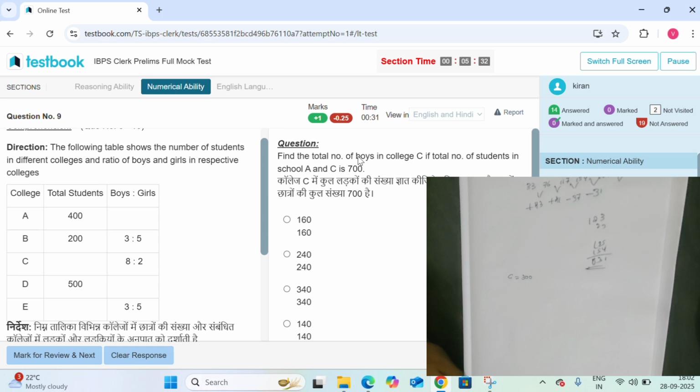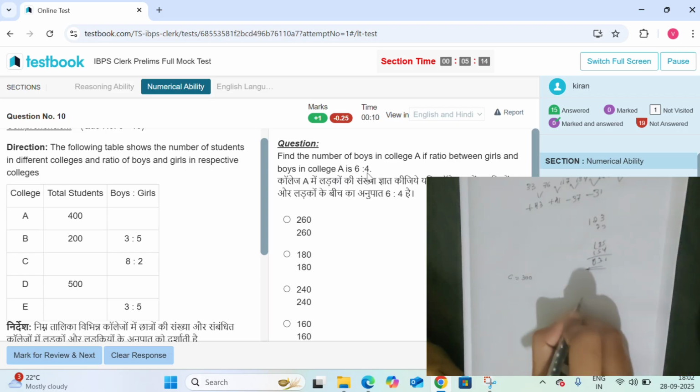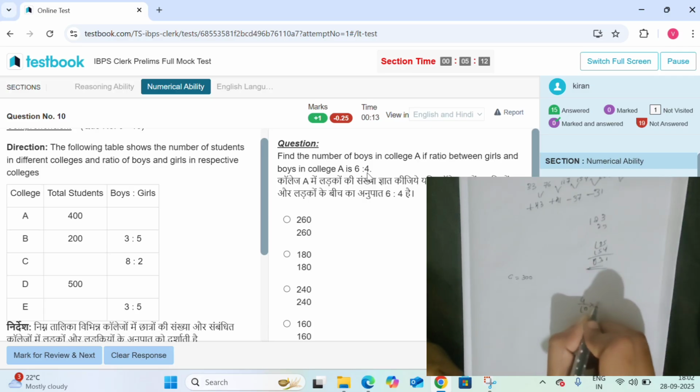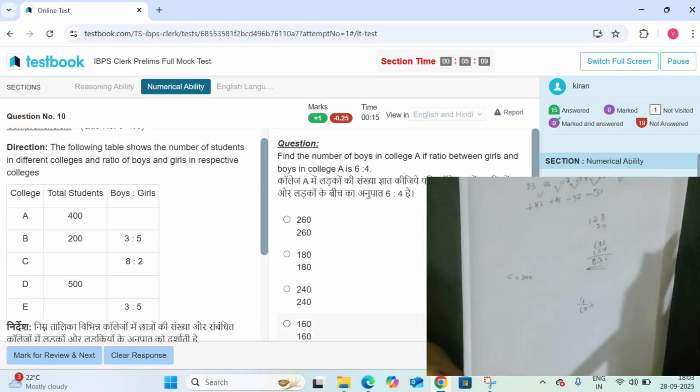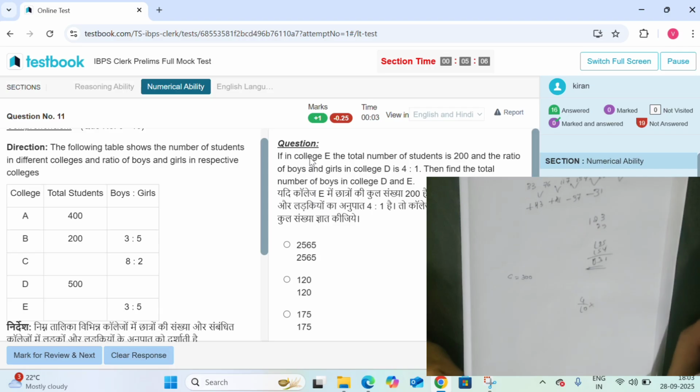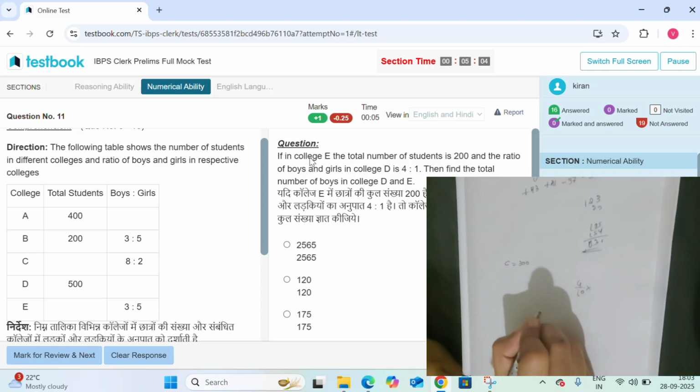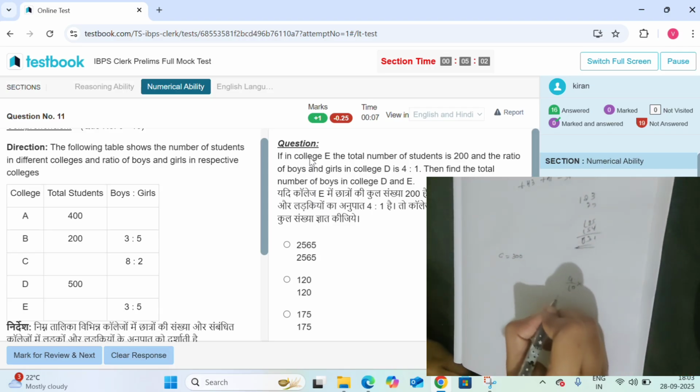C. That means 10, 3, 24, 240. Find the number of the boys in the college A if the ratio between the girls and the boys, girls and the boys 4 out of 10 college A, that is 400, that means 40 and 160 is the answer. If in college E the total number of the students is 200, okay, and the ratio of the boys and the girls is 4 is to 1, then find the total number of the boys in the college D and the E.